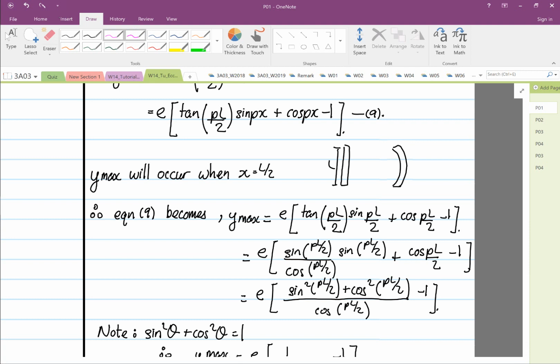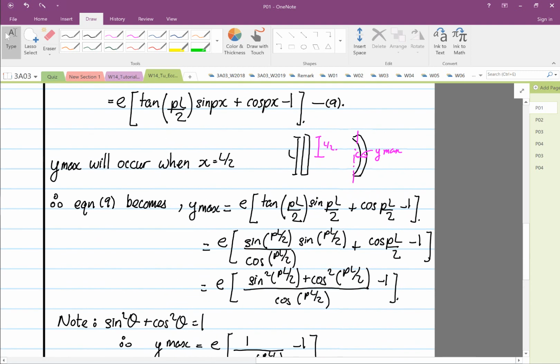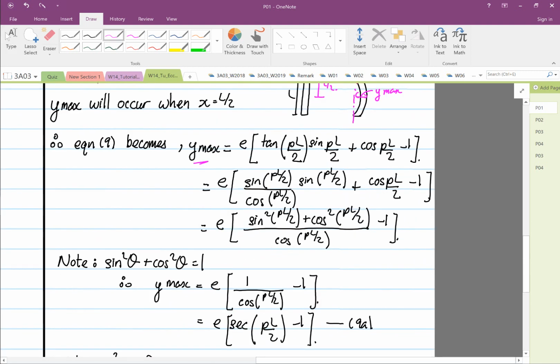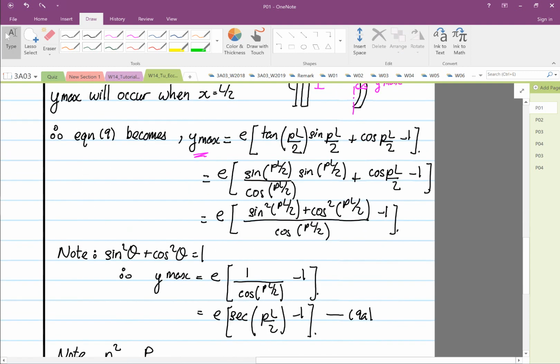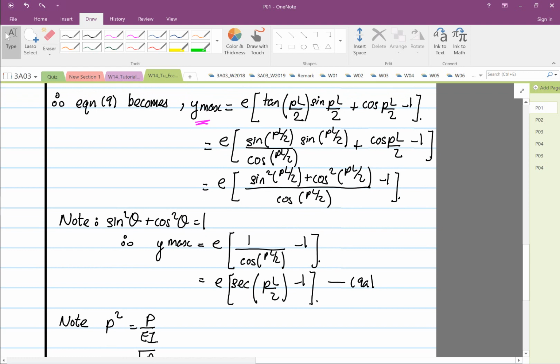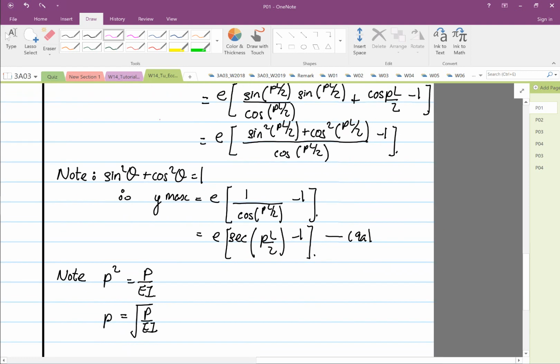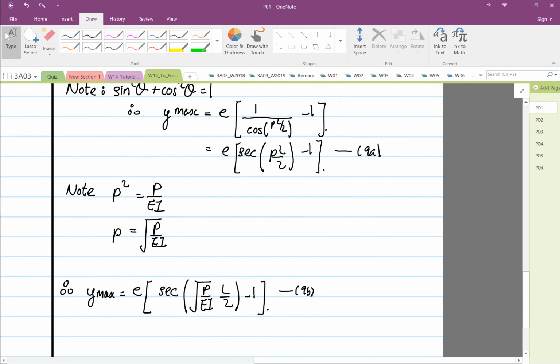And then with respect to our centroid, this will be known as our y max. So we know that the y max will occur at L over 2. Then equation 9, in terms of y max, initially we have it as y, now it's y max. You have this expression over here. And then from equation 9, you can see the math is pretty straightforward. You get equation 9a, where y max is equal to E secant PL over 2 minus 1, multiplied by the whole thing, multiplied by the E, which is the offset distance.